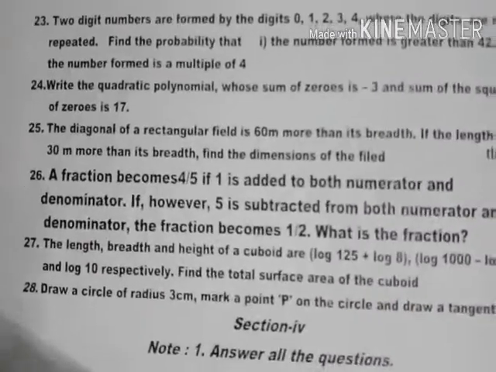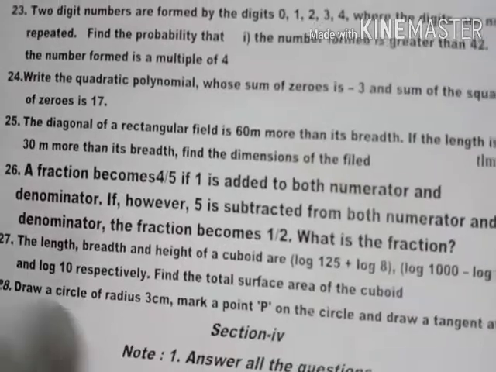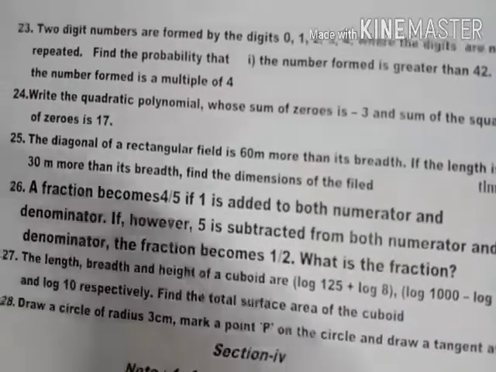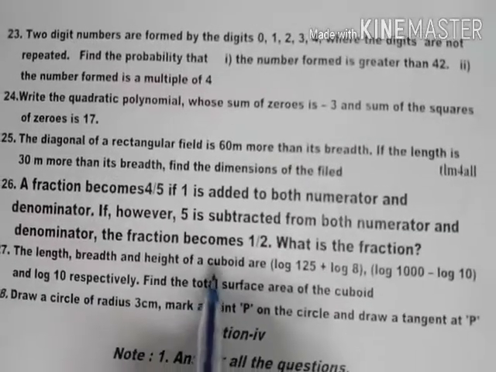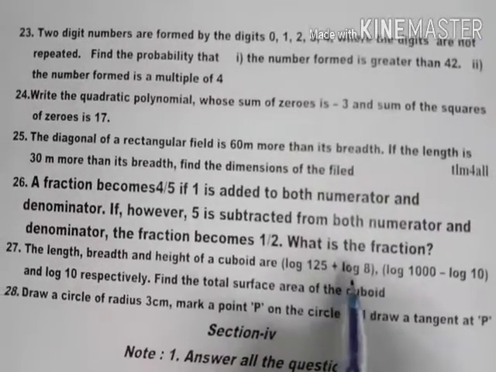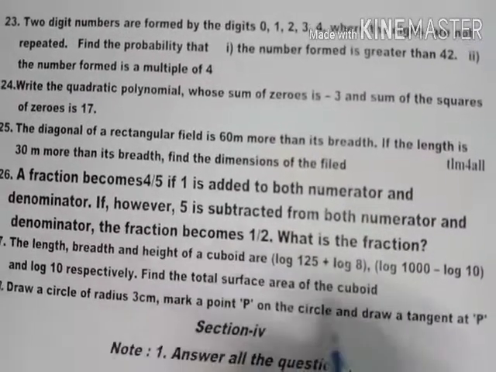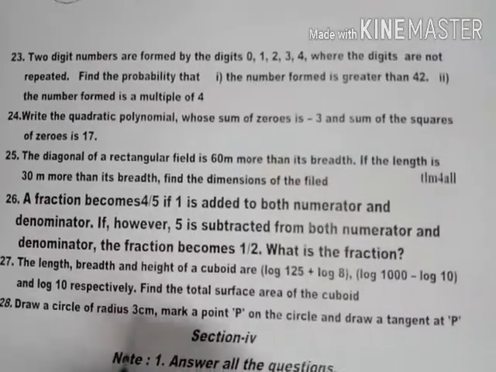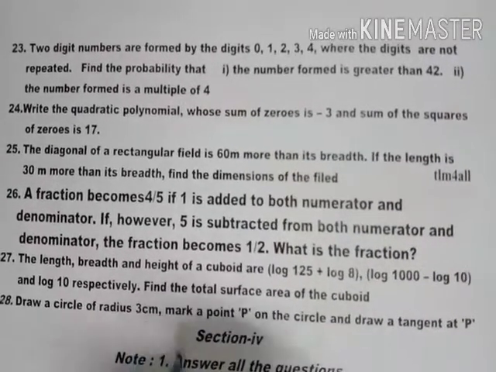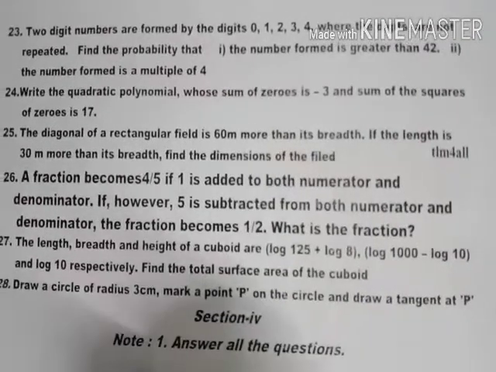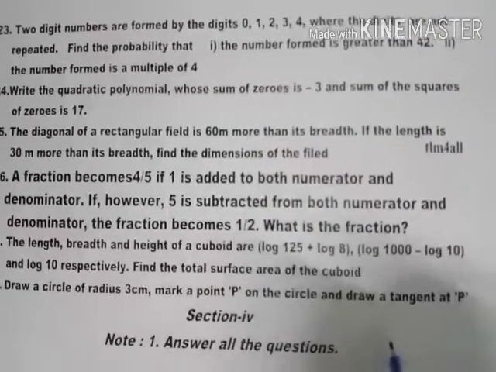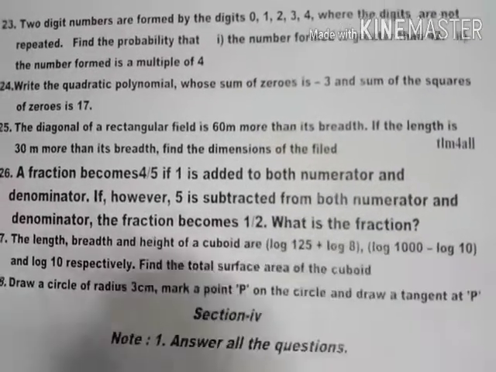And the 27th question is the combination of mensuration and real numbers, nothing but logarithms. And the 28th question, tangents and secants. So draw a circle of radius 3 centimeters, marking a point P outside, and draw the tangents.